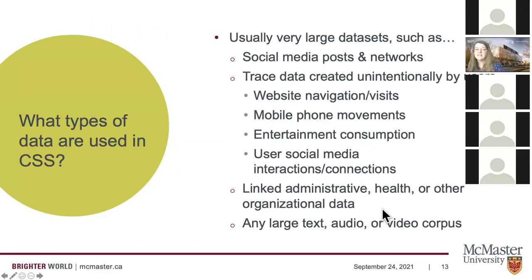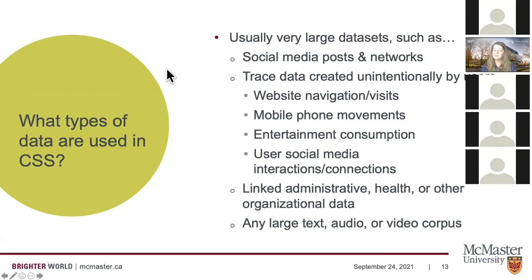So what types of data are used usually in computational social science? The types of things, and this is certainly not exhaustive, are social media posts and networks. Also, all the trace data that are unintentionally created by users. So website navigation, interactions with apps and visits on websites, the ways that our mobile phone moves.